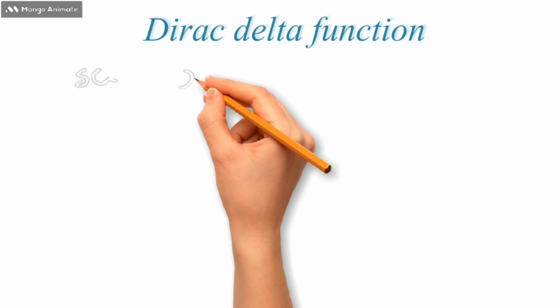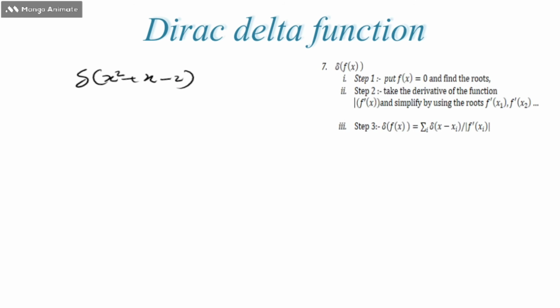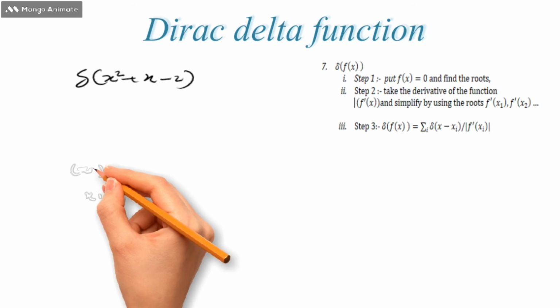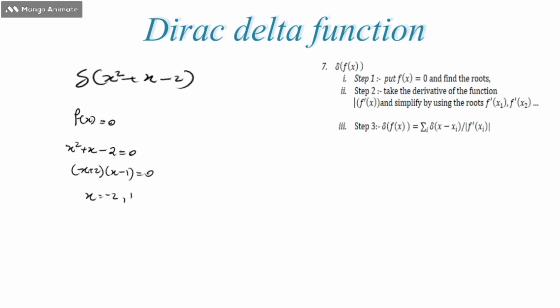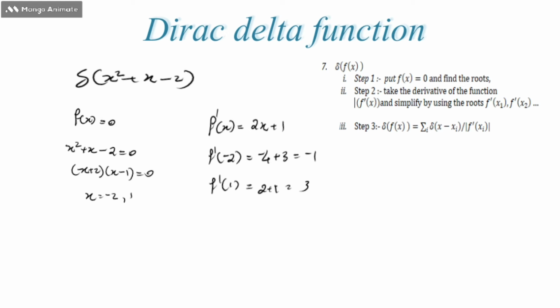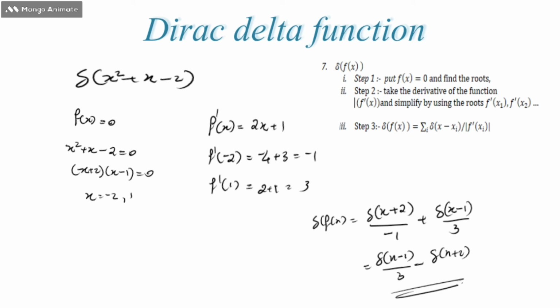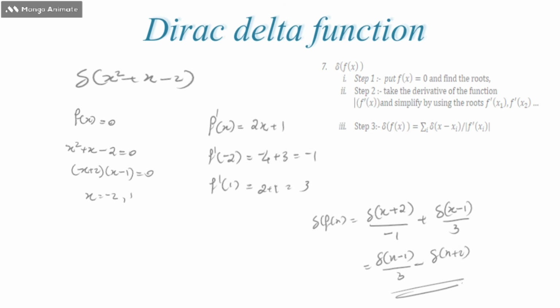Next question is delta of x squared plus x minus 2. It can be solved by using the seventh property. Dirac delta of a function can be solved in 3 steps. First one is, put f of x as 0 and find the roots. Second step is to take the derivative of the function and simplify using the roots. By the first step, the roots of the function will be minus 2 and 1. And taking the derivative of the function and applying the roots we will get f dash xi. Finally, the delta of x squared plus x minus 2 is equal to delta of x minus 1 divided by 3 plus delta of x plus 2 divided by 3.